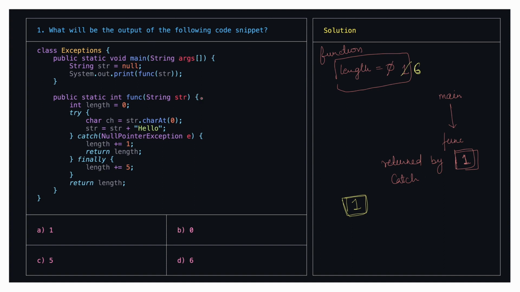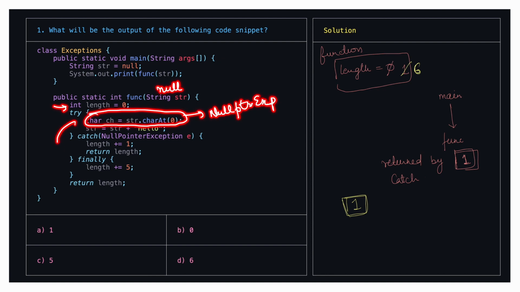So basically, let me summarize it for you. We passed null as a string, right? We had this length equal to 0. We tried to access something from the null string, so it throws null pointer exception, right? And when the exception is thrown, the control moves to this catch block. Now this catch block says increment this length by 1, right, and return it. That means it returned 1. Now this function is holding 1 as an output, as a result of the function call.